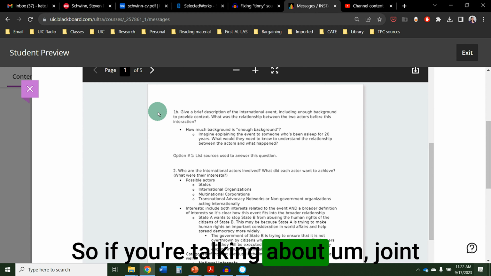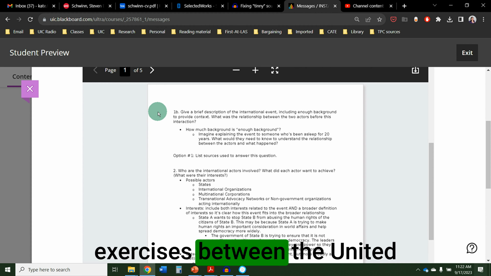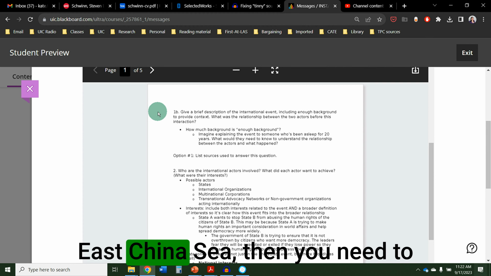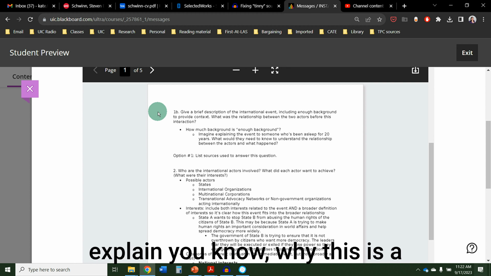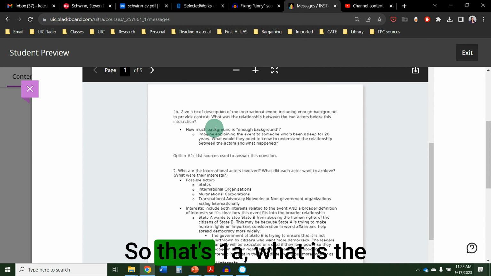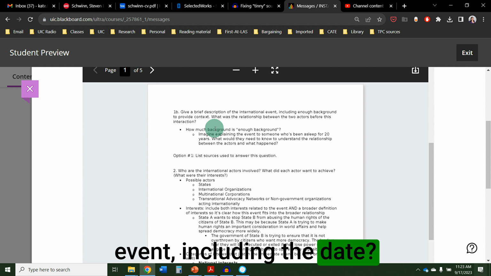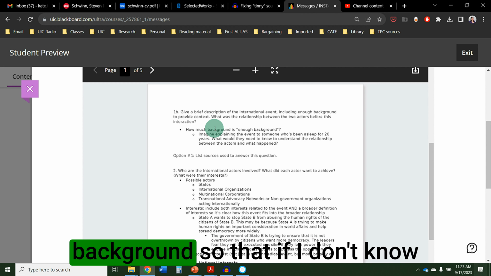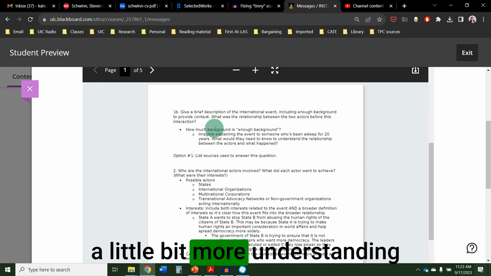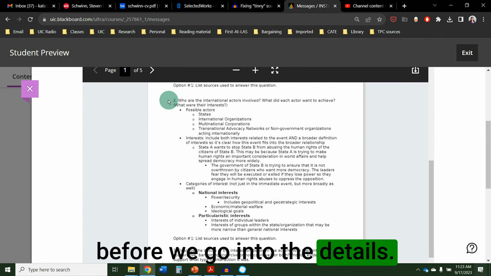So if you're talking about joint exercises between the United States and South Koreans in the East China Sea, then you need to explain why this is a thing, why anybody cares, etc. Okay, so that's 1A, what is the event, including the date. 1B, give me a little context, a little background, so that if I don't know anything about the situation, I have a little bit more understanding before we go into the details.